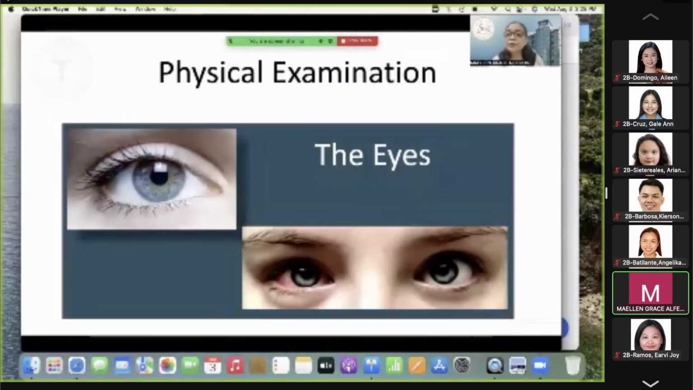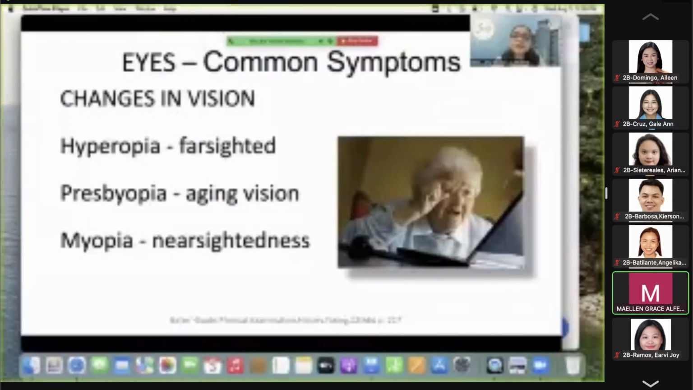Now, we go now to the second part of this lecture, which is examination of the eyes. Now, the common symptoms of the eyes can be first, changes in vision. What are the possible changes in vision?